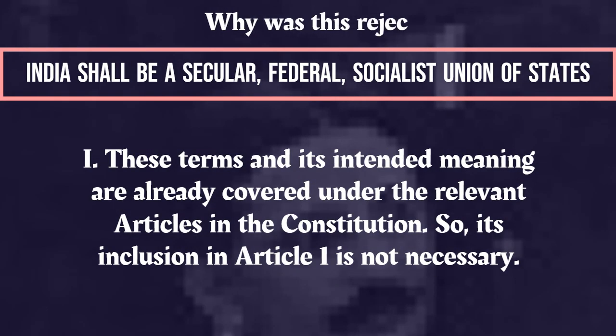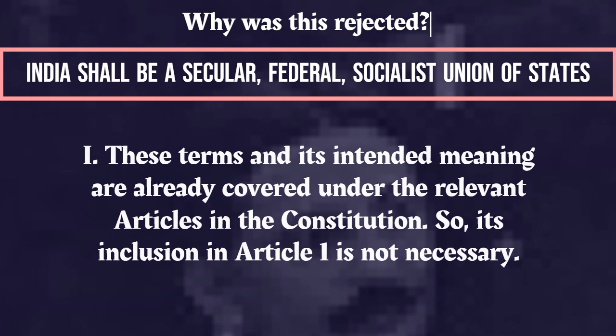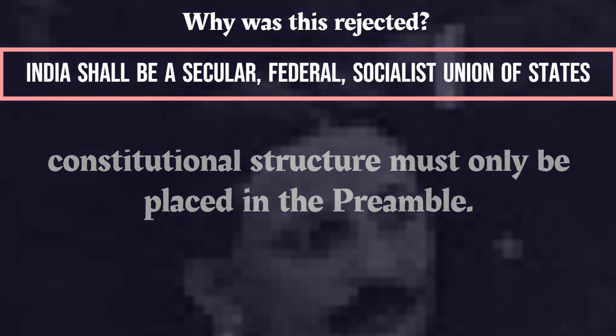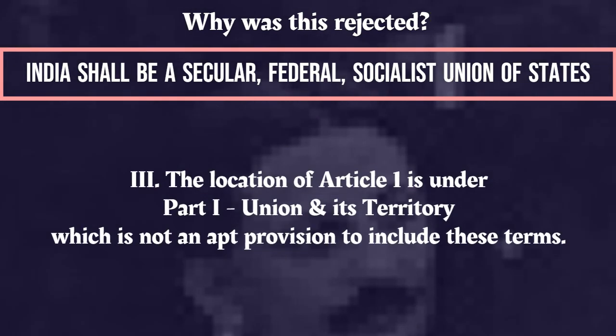This was also opposed by the members on the grounds. Firstly, the aspects of socialism and secularism are already present in the Constitution in the form of articles, so it is unnecessary to mention it in Article 1. Such terms which define a future political structure should only find place in the preamble and not in the introductory portion. Article 1 is located in Part 1, written as Union and its territory. This is not a suitable place to define the principles.